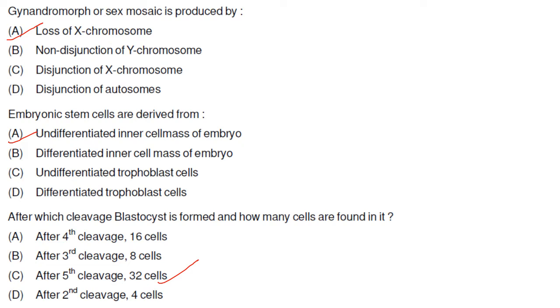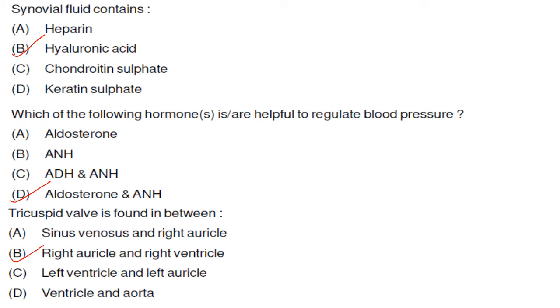Then next one, embryonic stem cells are derived from. So embryonic stem cells are derived from the inner cell mass of the developing blastocyst stage embryo, 5 to 8 days after fertilization. So it is undifferentiated. So answer is option A, that is undifferentiated inner cell mass of embryo. Next one, after which cleavage is blastocyst formed, how many cells are found in it? After the fifth cleavage, blastocyst is formed and around 32 cells are found. Answer is option C.